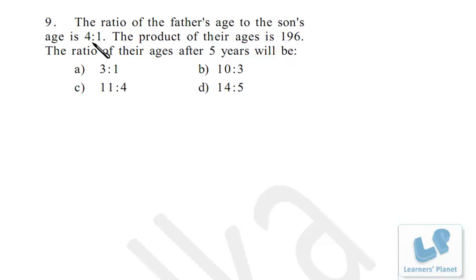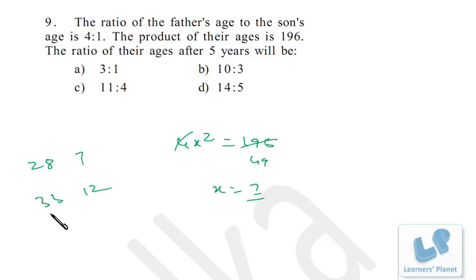Assume that their ages are 4x and x, right? So that's actually 4x squared is 196. That is their product. So x squared is actually 49. That means x is 7. That means their present ages are 4 into 7, 28, and 7. The ratio after 5 years is what? Add 5: 33 and 12. So that's 3 × 11, 3 × 4. That's 11:4. Okay.